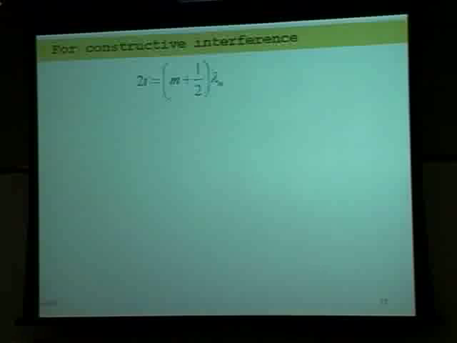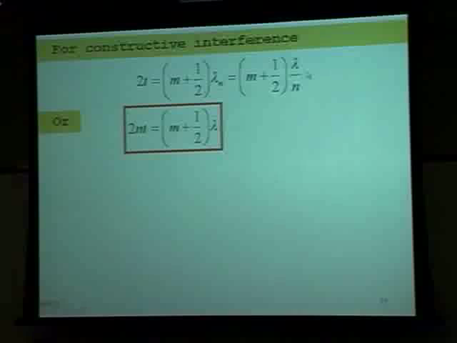So, for constructive interference, what we want is the total path difference, which would be 2 times the thickness of the film, to be an integral number of half wavelengths, where the wavelength is the wavelength that it has within the film itself, which would be the wavelength in the vacuum divided by the index of refraction. So it would look like this. That would give us constructive interference for that wavelength.